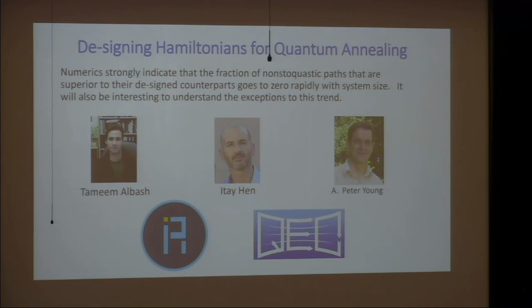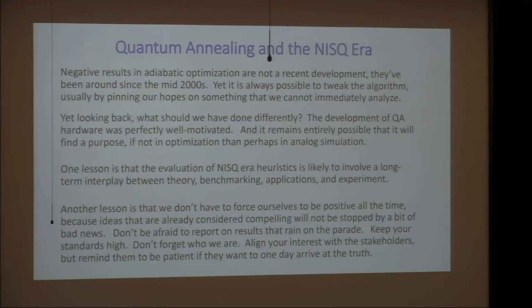So here I've got one more slide that I want to use to give you some perspective that comes out of the subfield of quantum annealing and all of its negative results over the years. In fact, negative results in adiabatic optimization are not a recent development. They've been around since the mid-2000s. Yet it's always possible to tweak the algorithm, usually by pinning our hopes on something that we can't immediately analyze.